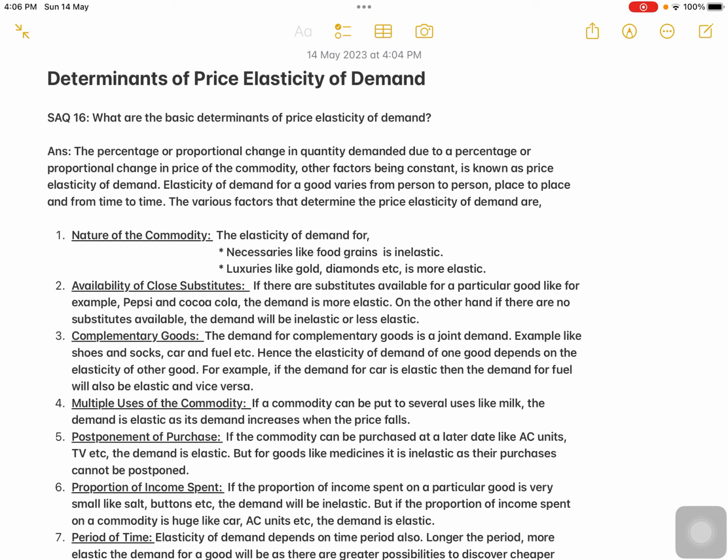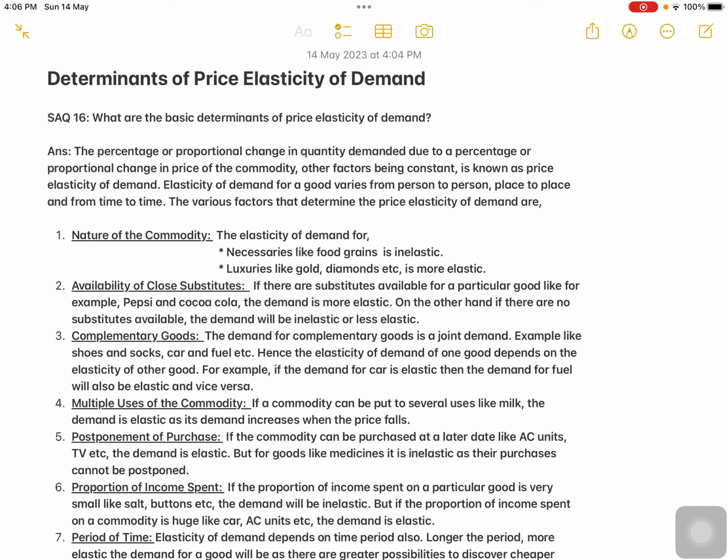In today's class, we will move on to the next question, determinants of price elasticity of demand. With the last answer, cross demand, we have finished one part of the third unit about demand. Now the remaining questions are from the second part of the demand analysis, that is about the elasticity of demand. Under that, the first 5 marks question from elasticity of demand is SAQ 16. What are the basic determinants of price elasticity of demand?